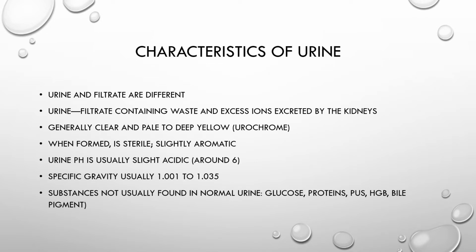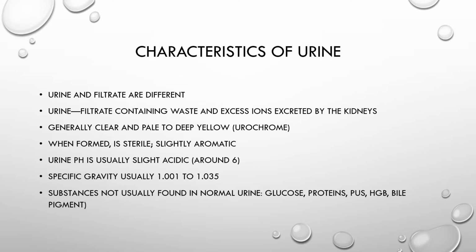Let's talk about some of the characteristics of urine. So the kidneys filter some 150 to 180 liters of blood plasma through their glomeruli into the tubules, which process the filtrate by taking substances out of it, reabsorption, and adding substances to it, secretion. In the same 24 hours, only about 1 to 1.8 liters of urine are produced. Therefore, urine and filtrate are quite different.